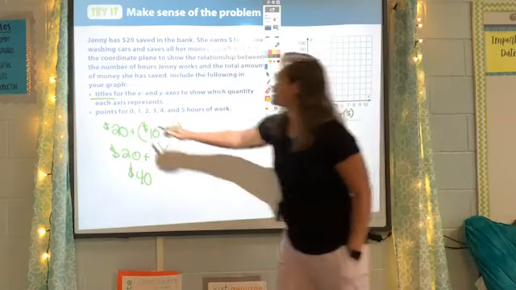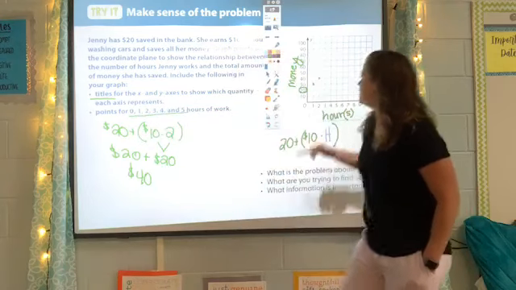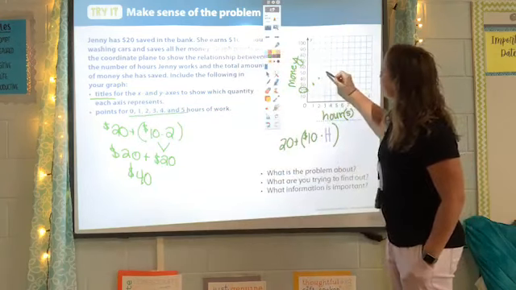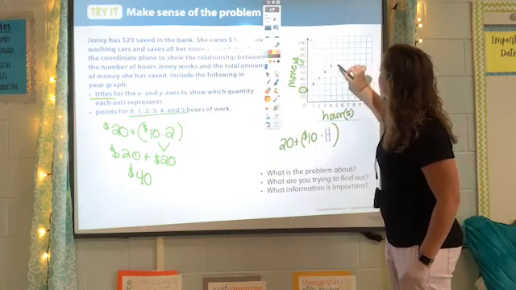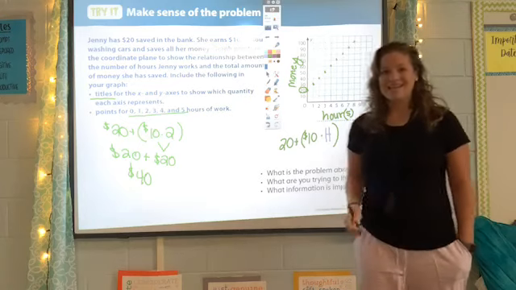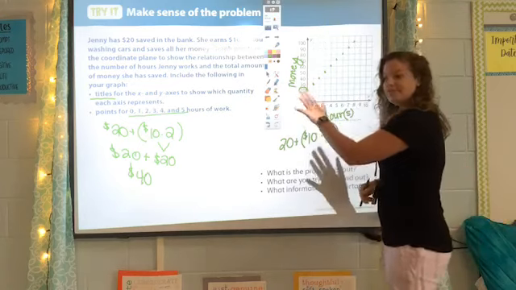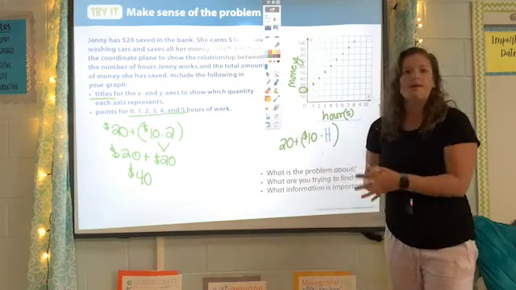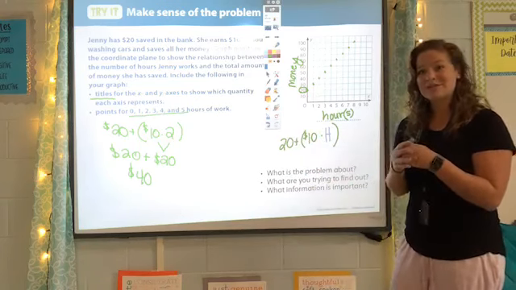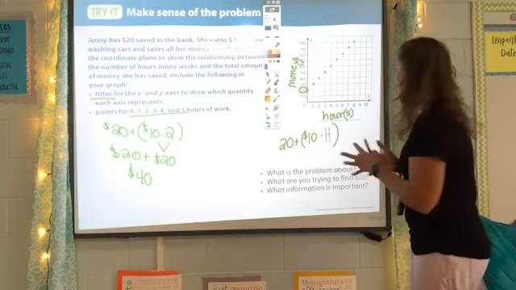But it wants us to keep on going, right? So again, we know for 0 hours she has 20, and then it's just going to keep on going. So we know that it's just raising each hour by $10. From every graph, you can always come up with an equation. All right, we're going to take some more time and we're going to look a little bit more into this and practice these different equations.